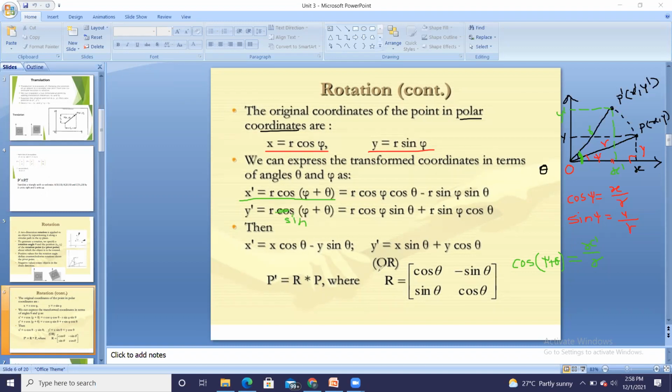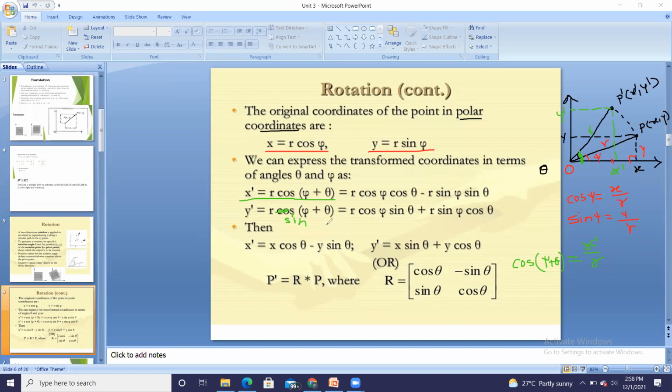Okay. So what is y dash? Y dash is r sine psi plus theta. So I am having the expansion of this bracket. So what is expansion of cos of angle addition? It is cos psi cos theta minus sin psi sin theta. So that is the expansion I have written in this manner.